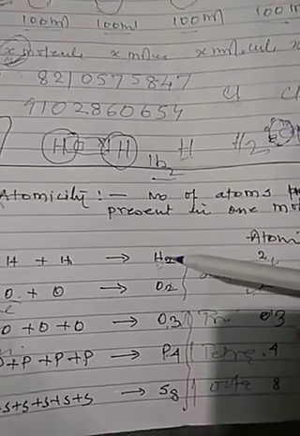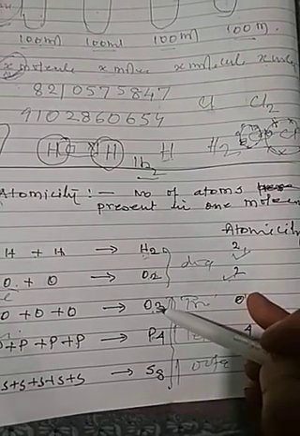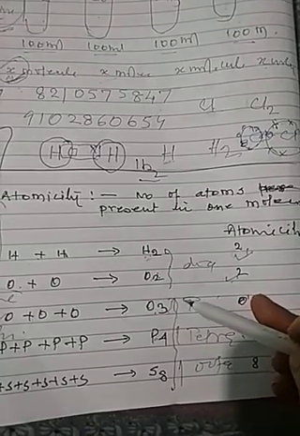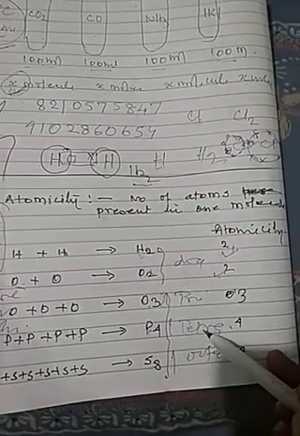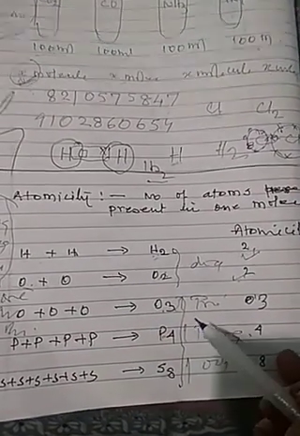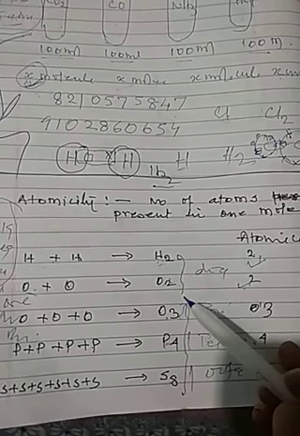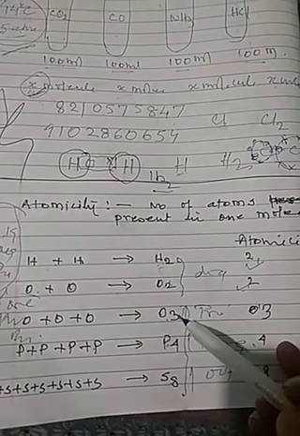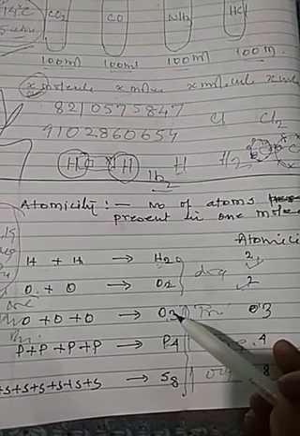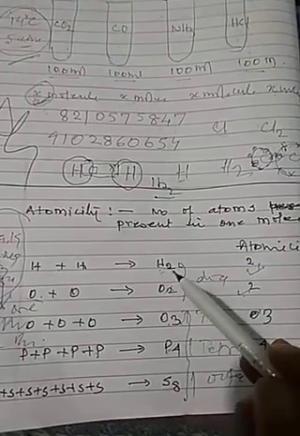If they contain two atoms in one molecule, they are called diatomic molecules. Ozone contains three atoms, it is called triatomic. Similarly, four is tetraatomic. Tetra means four. Octaatomic means eight. My dear friends, in some of the books, we may find that the molecules which contain three or more atoms are called polyatomic molecules.